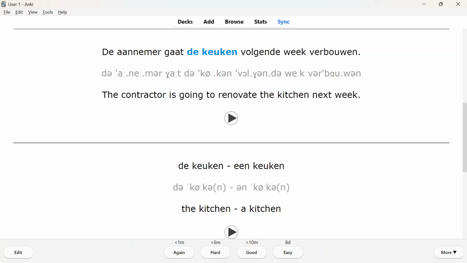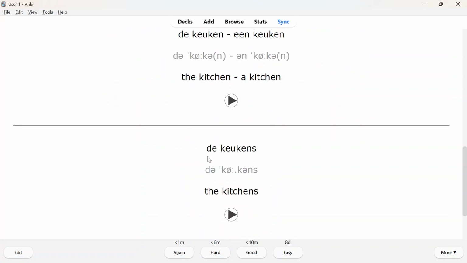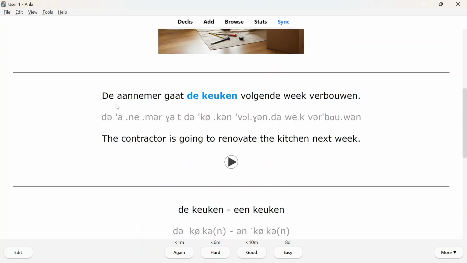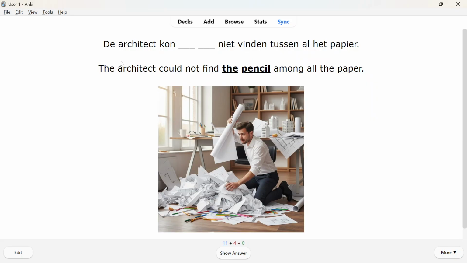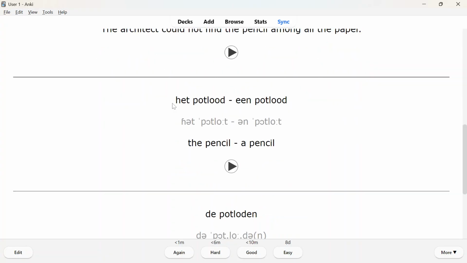De aannemer gaat de keuken volgende week verbouwen. De keuken, een keuken. De keukens. Great. Now this is an interesting one. The architect could not find the pencil among all the paper. How do you say the pencil in Dutch? De architect kon het potlood niet vinden tussen al het papier.